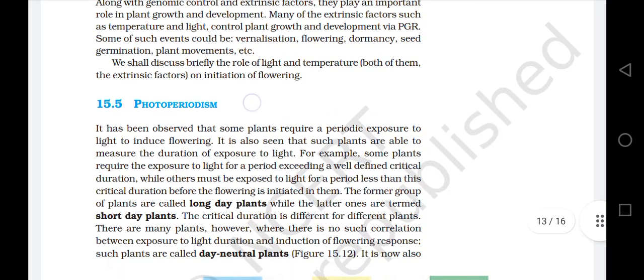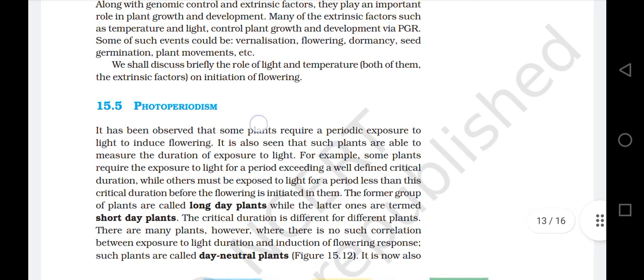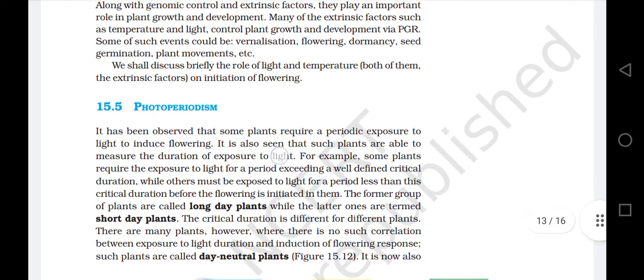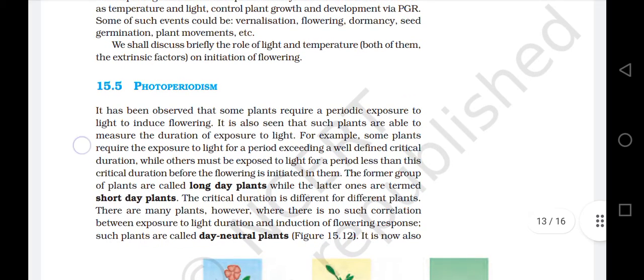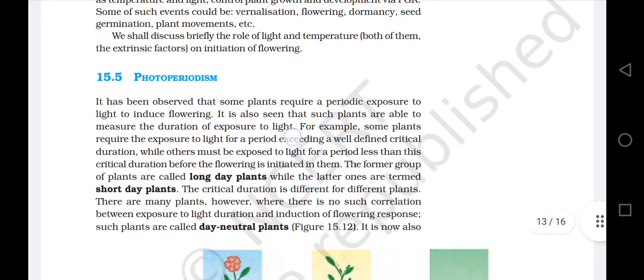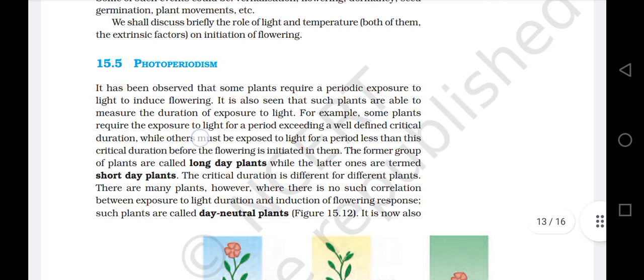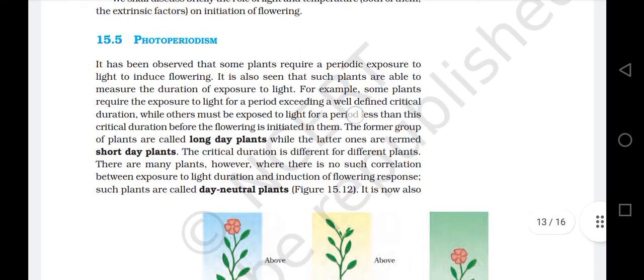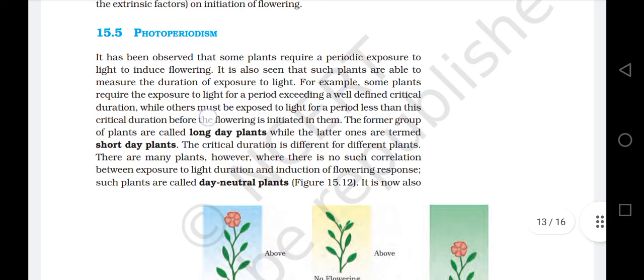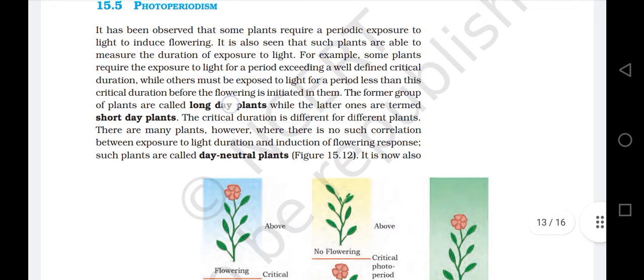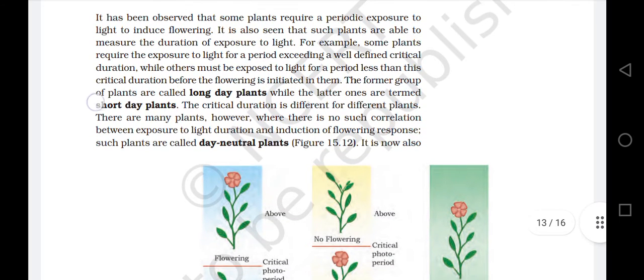15.5 Photoperiodism. It has been observed that some plants require a periodic exposure to light to induce flowering. It is also seen that such plants are able to measure the duration of exposure to light. For example, some plants require exposure to light for a period exceeding a well-defined critical duration, while others must be exposed to light for a period less than this critical duration before flowering is initiated in them. The former group of plants are called long day plants, while the latter ones are termed short day plants.